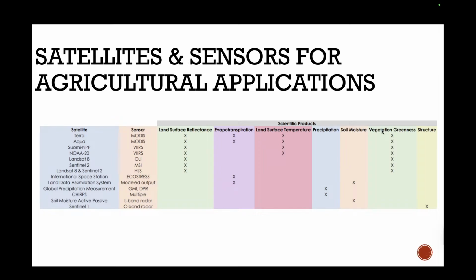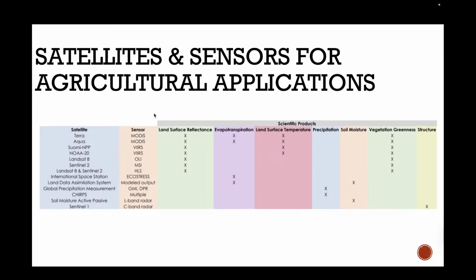Then, if you check vegetation greenness, this type of sensor provides the vegetation greenness. And the structure is provided by only one sensor, called Sentinel-1. Sentinel-1 only provides the structure. So when you monitor structure, we need to use the Sentinel-1 C-band radar imagery.